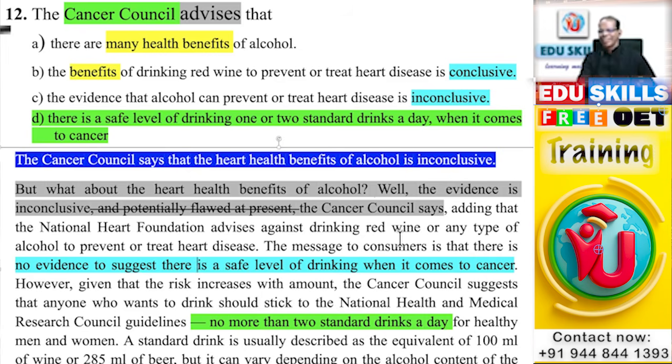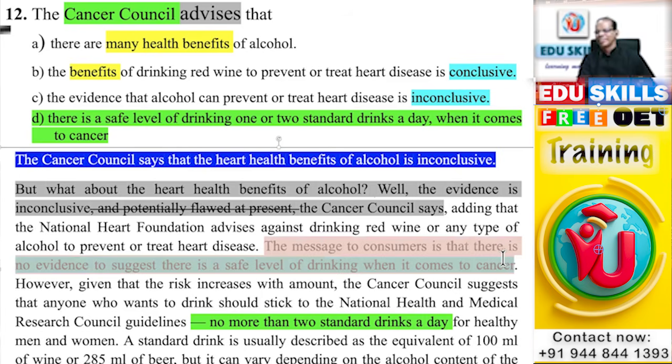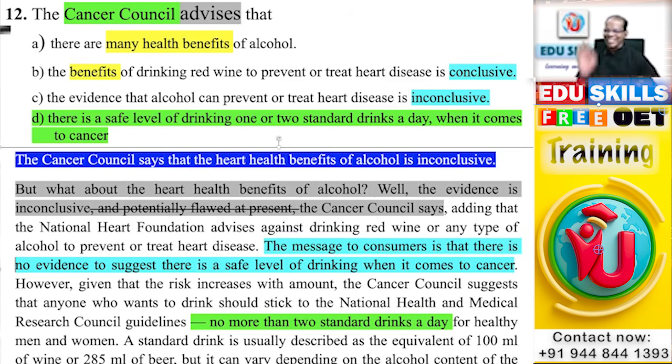See, the message to consumers, the message to our dear drunkards, is this. There is no evidence to suggest there is a safe level of drinking. Option D says there is a safe level of drinking. Yeah, the opposite. Thank you. That's how you have to collaborate with the teaching, because how your mind works, you know better. That's the opposite, right? Yes, just opposite. You can understand even that way.